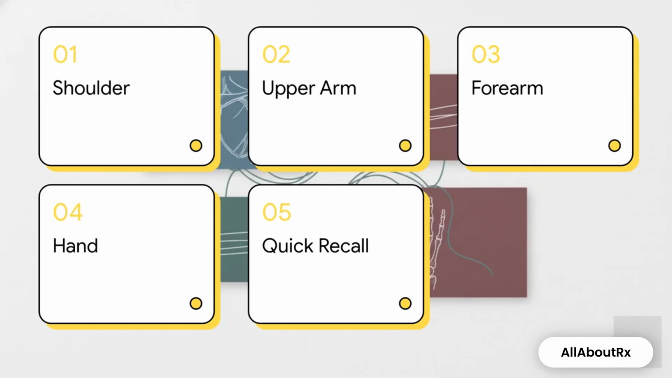So, here's our roadmap for today. We're going to walk distally down the arm through four main regions: the shoulder, the upper arm, the forearm, and the hand. And then we'll wrap it all up with a quick, high-yield recall summary.